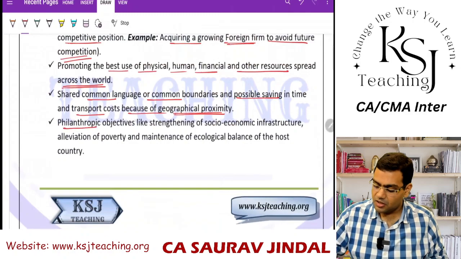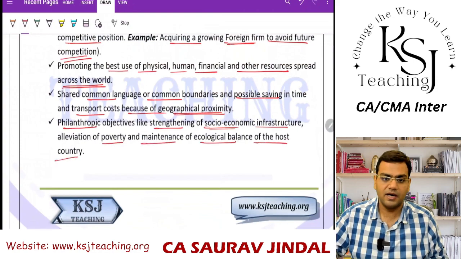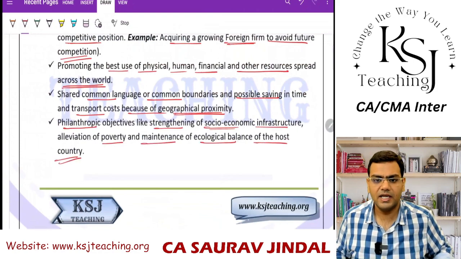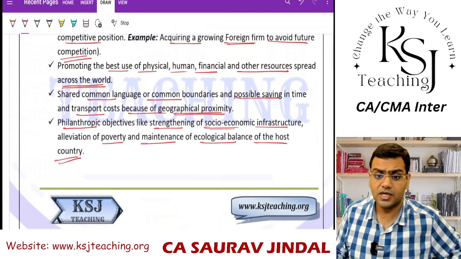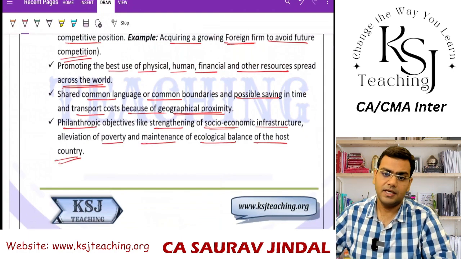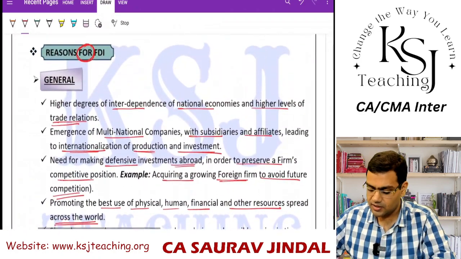The philanthropic objectives like strengthening of the socio-economic infrastructure, alleviation of poverty, maintenance of ecological balance of the host country. So if you want to maintain some good relations and you want to contribute to the development of the host country, in that case, the FDI is helpful, right? So these were some of the general reasons.